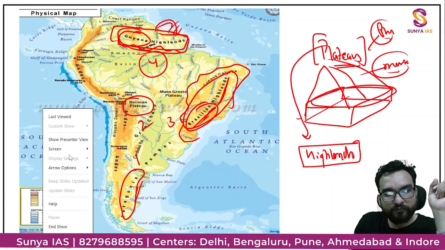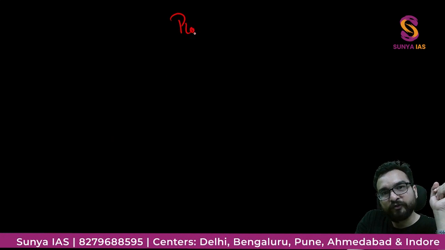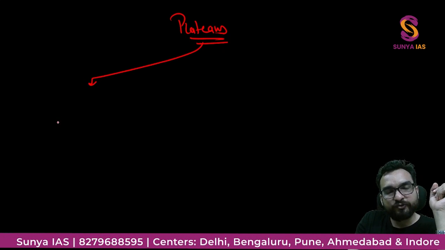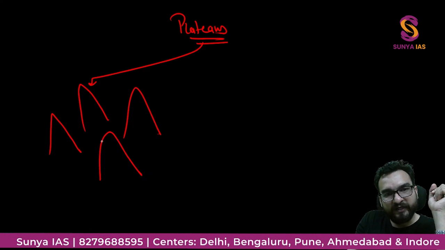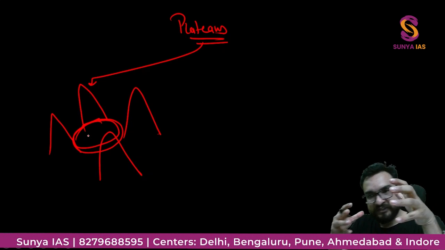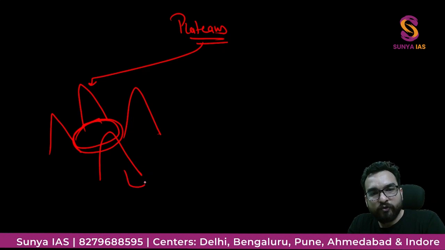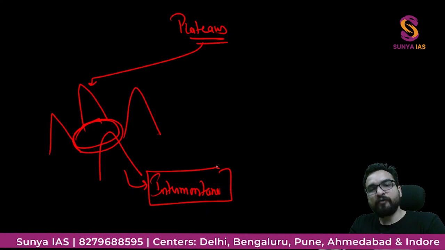मेरे को दिखाने दो आपको। Also you try to understand plateaus' difference, guys. Suppose I have one type of situation. These are my mountains. These are my mountains. And over here, you will see one upraised platform of plateau, which is surrounded by mountains. What do we call this type of plateaus? These will be known as intermontane plateau. Means this is surrounded by the mountains.